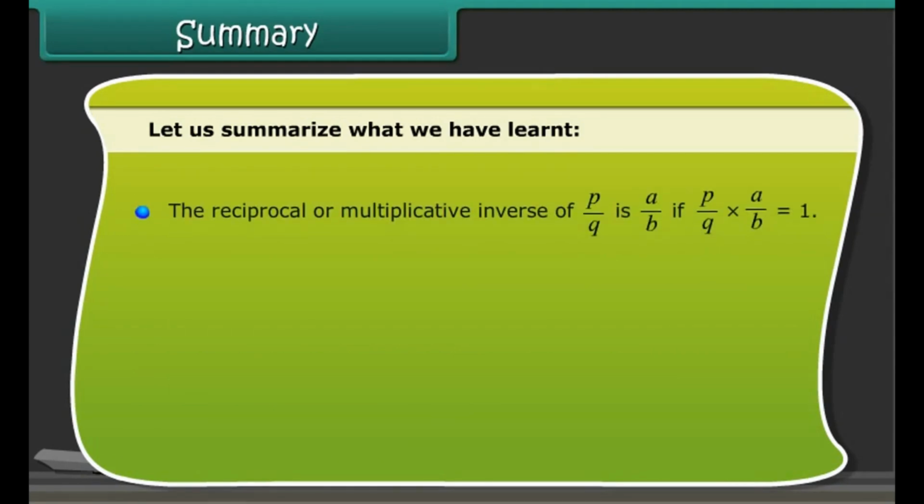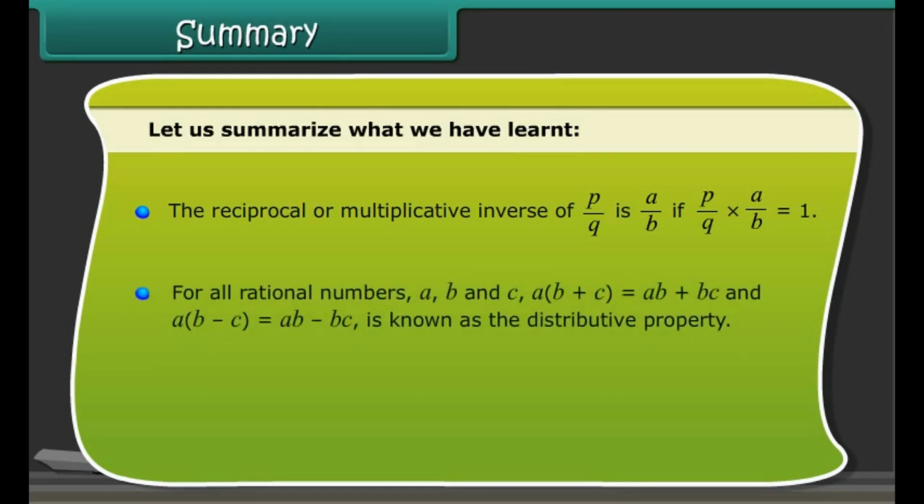The reciprocal or multiplicative inverse of P upon Q is A upon B if P upon Q into A upon B is equal to 1. For all rational numbers A, B and C, A into (B plus C) is equal to AB plus AC and A into (B minus C) is equal to AB minus AC, which is known as the distributive property.